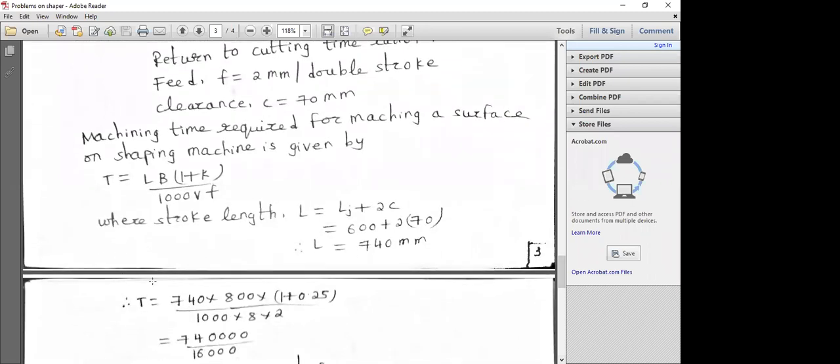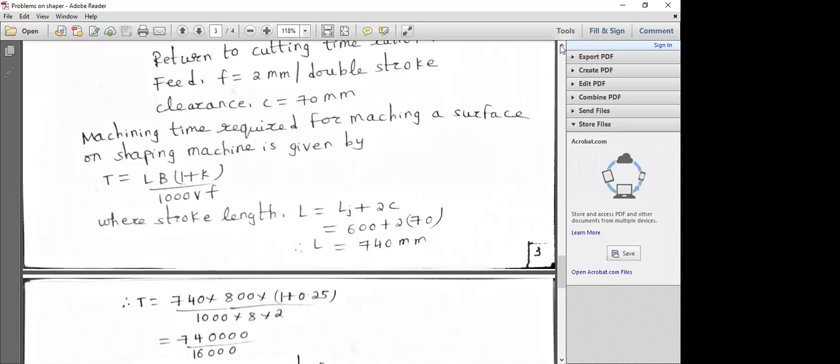So what is T? T is the machining time, or we can write simply TM also. Just try to follow standard notations. What is L? Here, you just try to be careful. If you are writing L in the problem without calculating the stroke length, you are in trouble. L is the length of the stroke, 740.